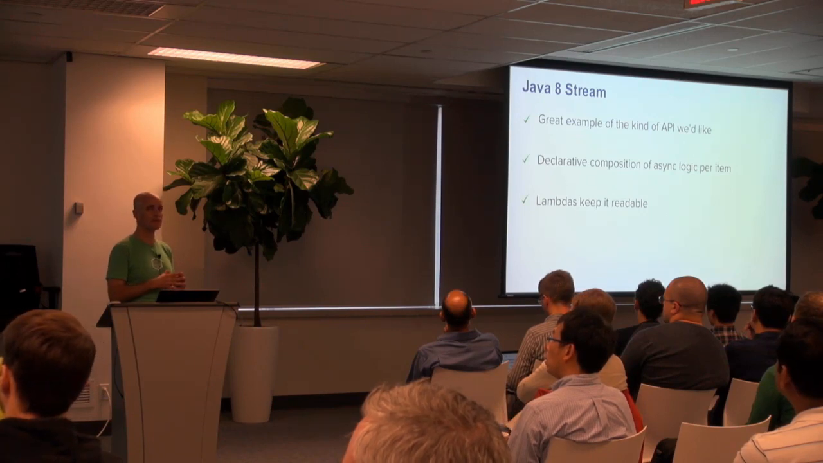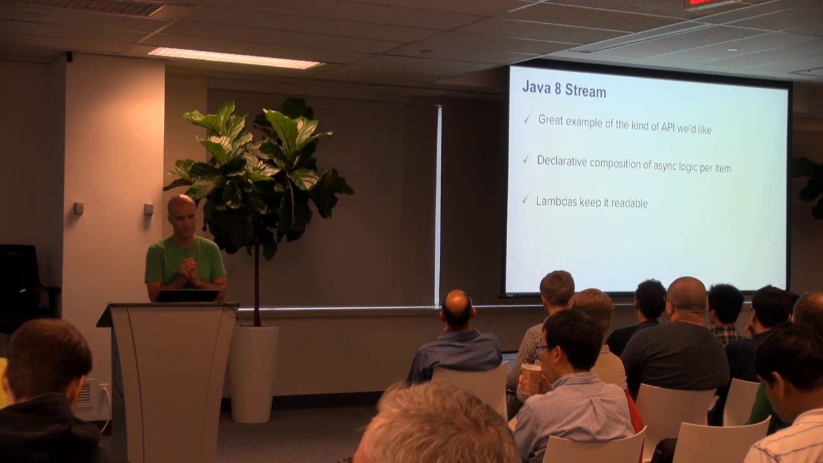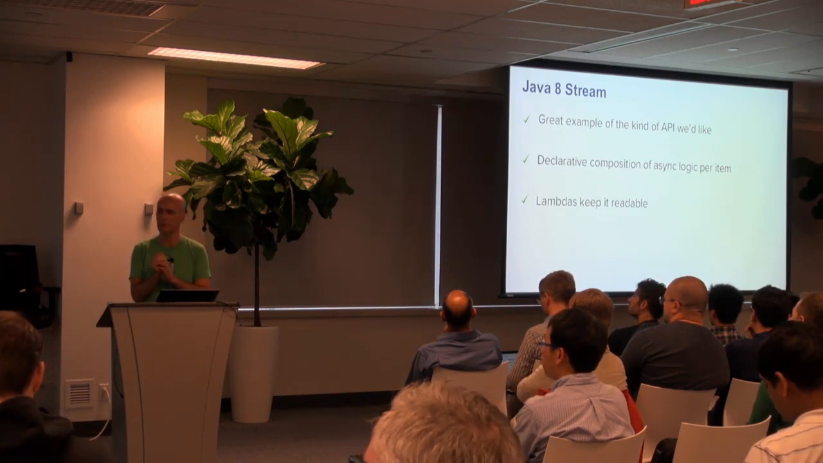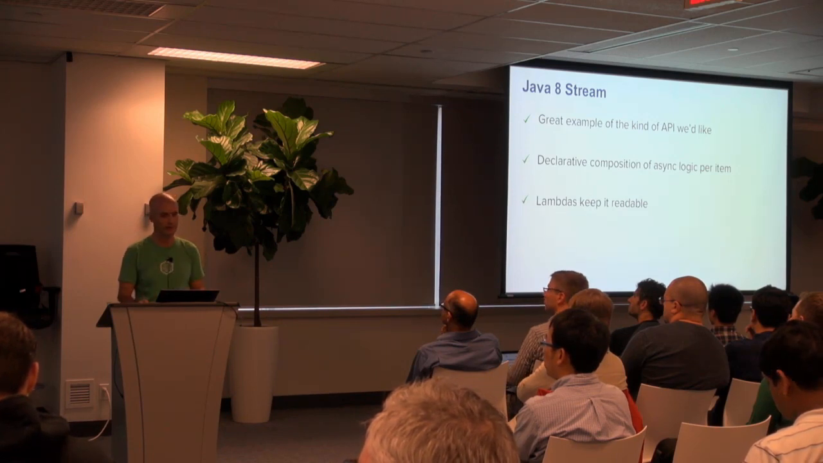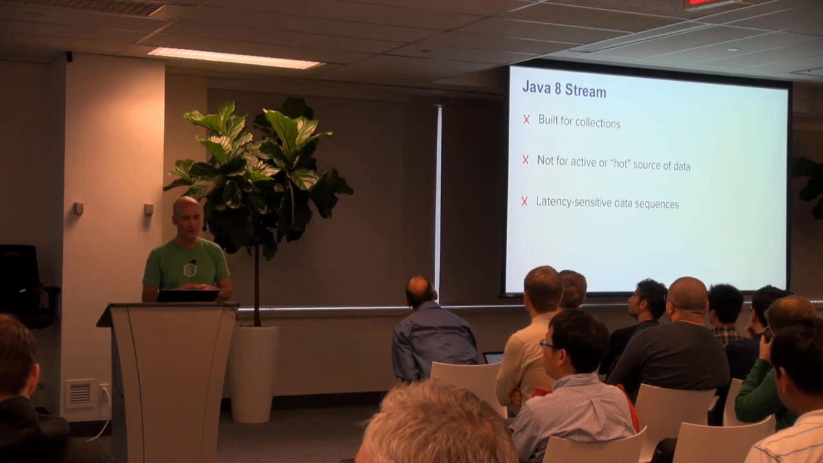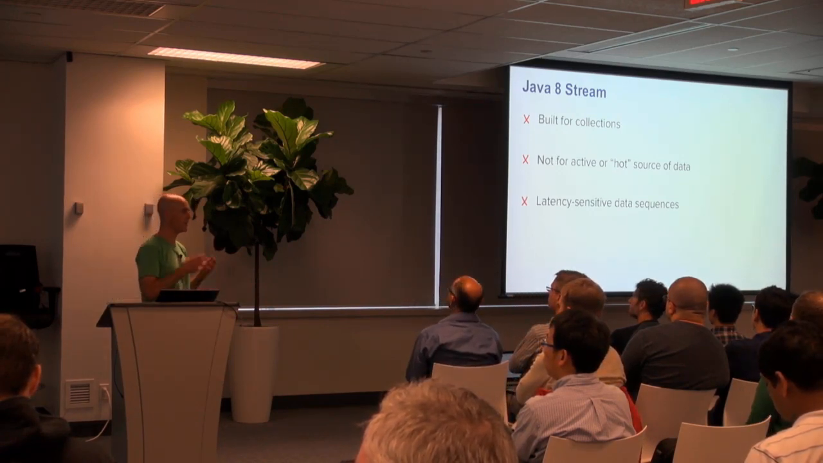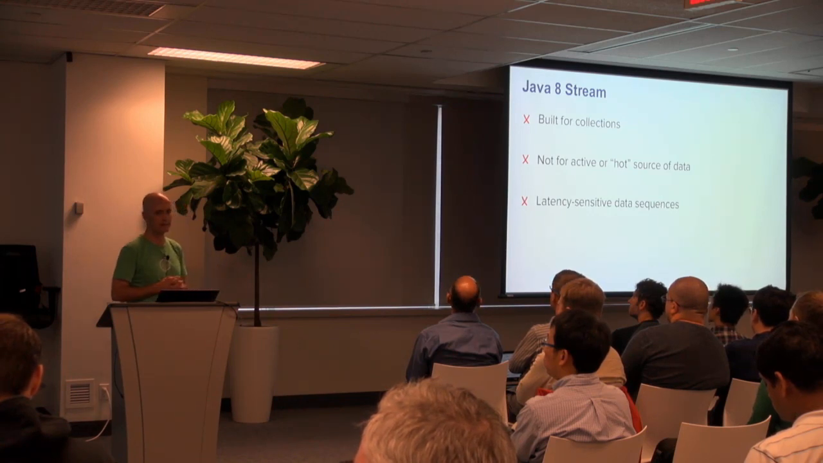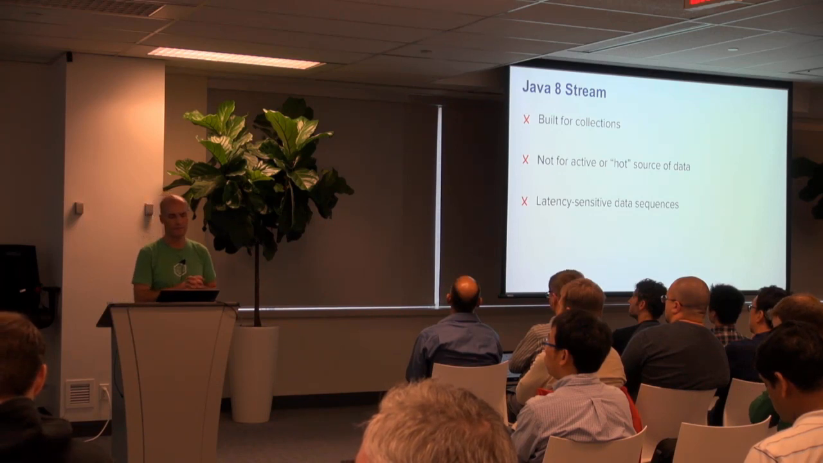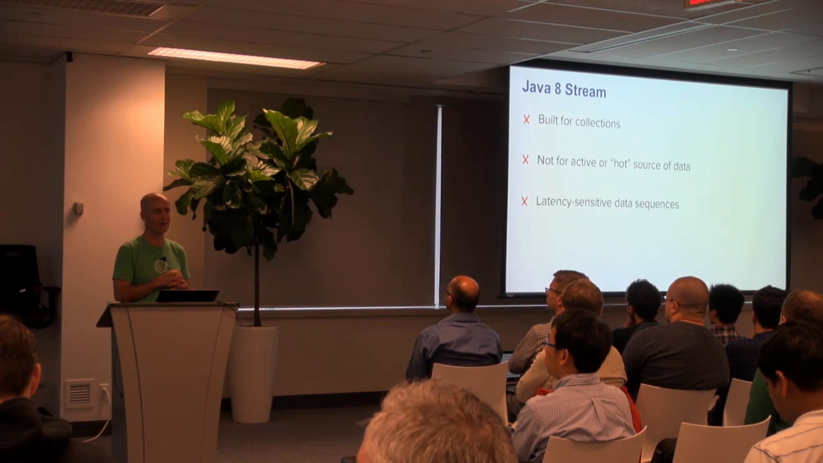Now, we actually have a stream API in Java. That's the Java 8 stream. For those of you who have looked at it, it's a bit like the completable future. It has a very nice declarative API. Lambdas make it readable. But again, it's built for collections. The stream API is for collections. That kind of solves a specific problem, but it doesn't solve what we need here generally. It's not for any kind of active or hot source of data.